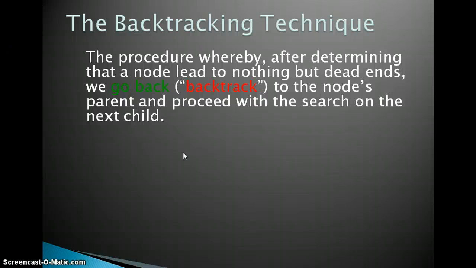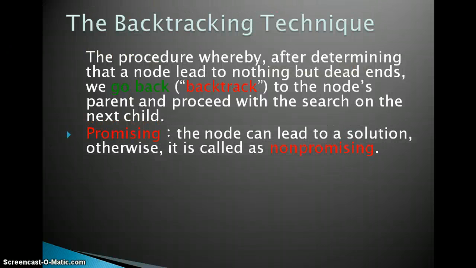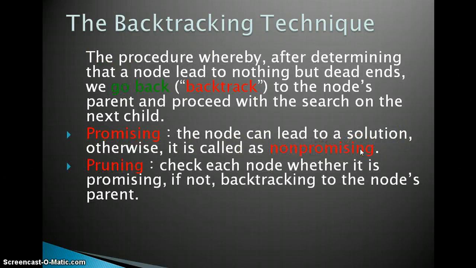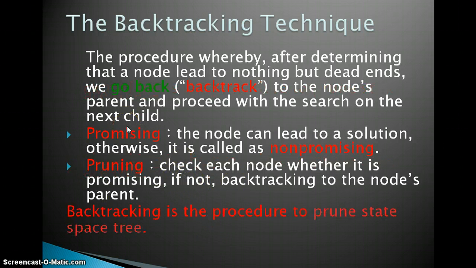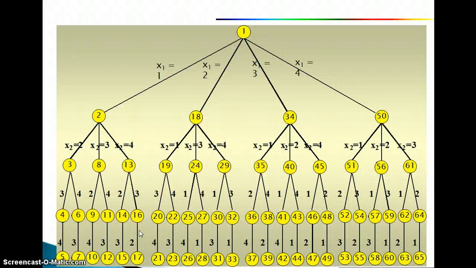In the procedure, after examining the node, if it is promising it means the node can lead to a solution, otherwise it is called non-promising. And pruning means we have to check each node for whether it is promising or not, and backtrack to the parent. If we don't find any promising situation, we backtrack to its parent node. Backtracking is a procedure to prune the state space tree, and this is the complete state space tree of a 4 queen problem.